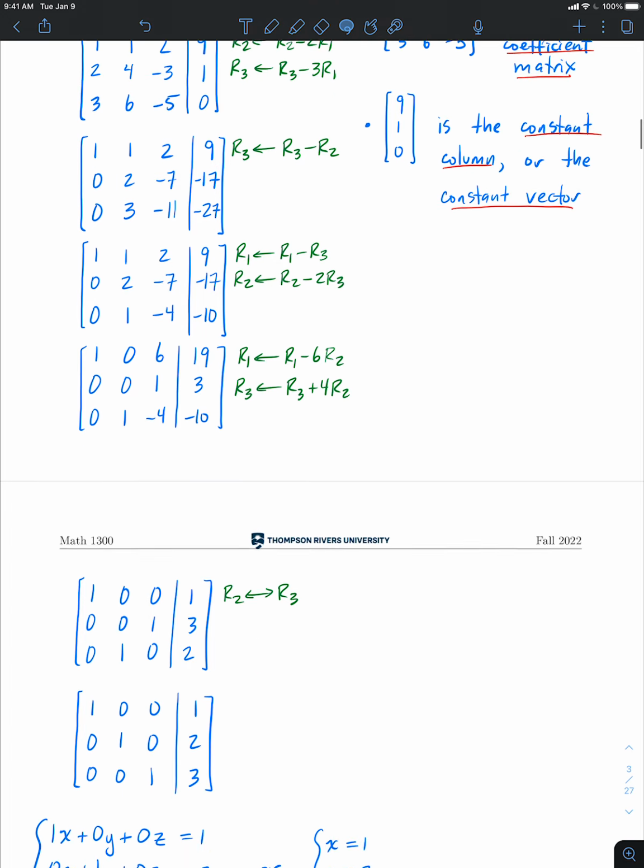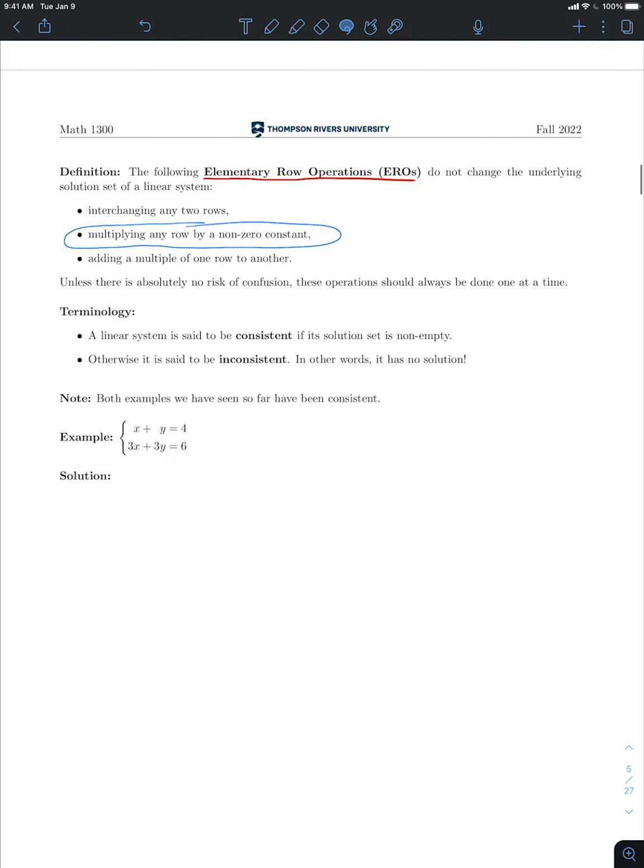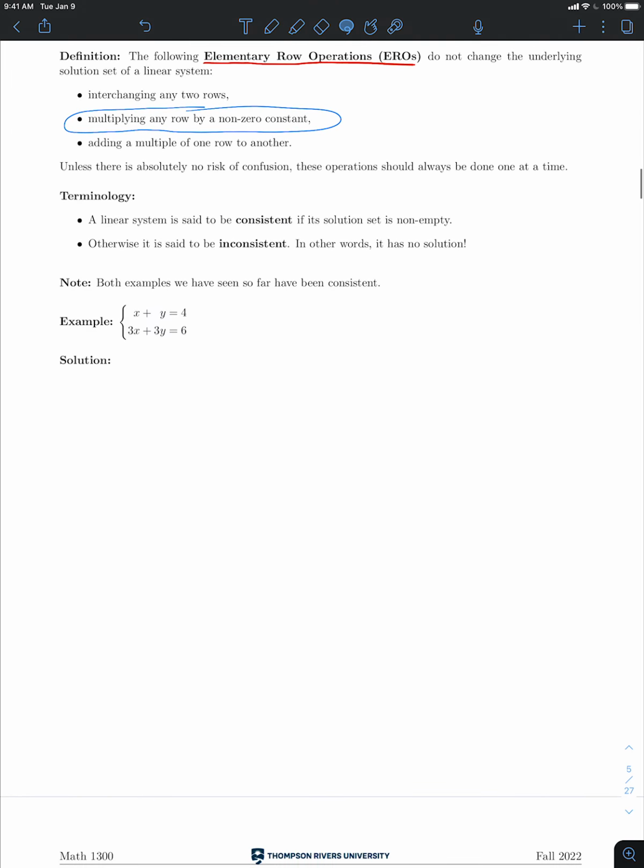And it's important that we multiply it by a non-zero constant, because if you multiply it by 0, then you're just going to end up with a row of zeros, and you're going to basically lose any information that that equation gave you in the first place. So you can multiply any row by a constant, but just make sure that constant's not 0. We'll see examples of that operation being done in the future calculations that we do.